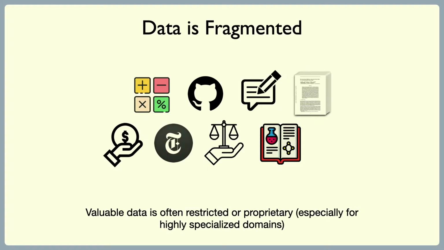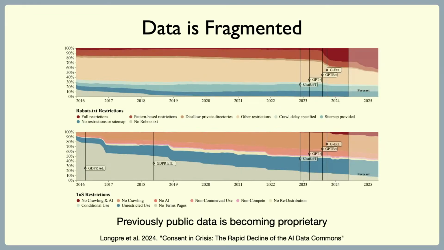Or in other words, we've already exploited usable data from Common Crawl for those domains, but now more valuable data is considered to be often restricted or proprietary, that is, owned by different data owners and not really publicly available. The other thing is that even data that was once publicly available is becoming proprietary. For instance, this is a graph from a paper called Consent in Crisis that shows that the Common Crawl data that was once public is now getting more restricted over time.